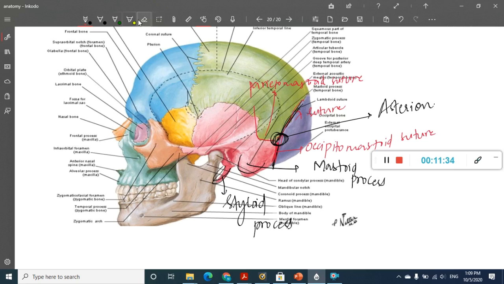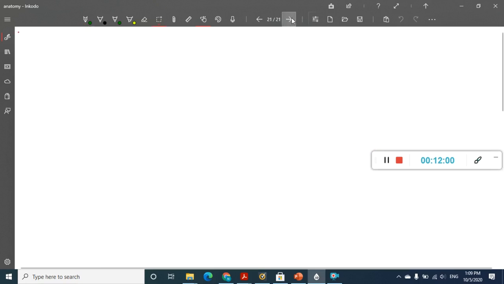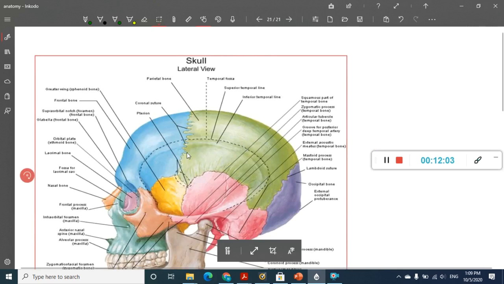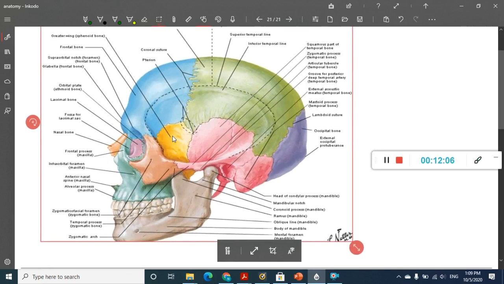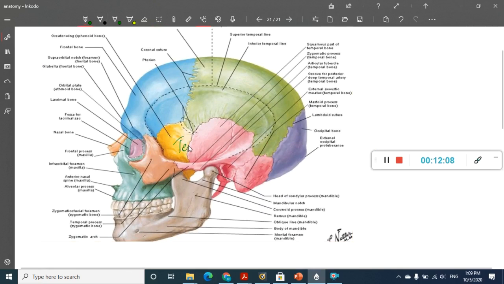Okay, and then you have a fossa which you see here, which is the temporal fossa. So I'll write it down. The fossa which you are seeing here is called the temporal fossa. You call this fossa the temporal fossa. Okay, so let me show you the temporal fossa again. This fossa which you see here is the temporal fossa. So what are you going to see in this temporal fossa?